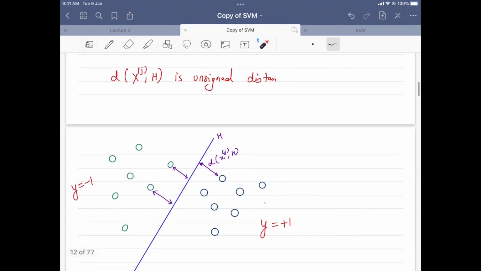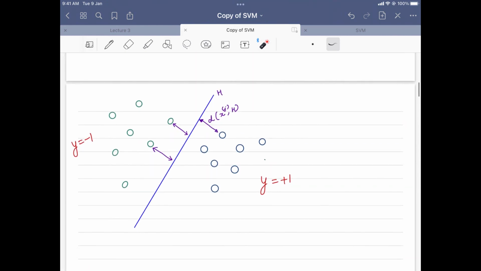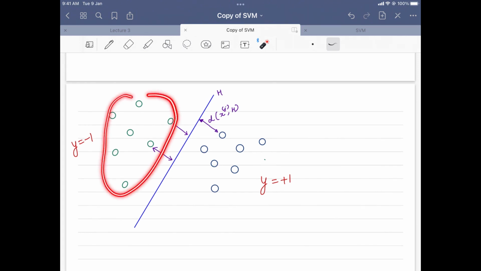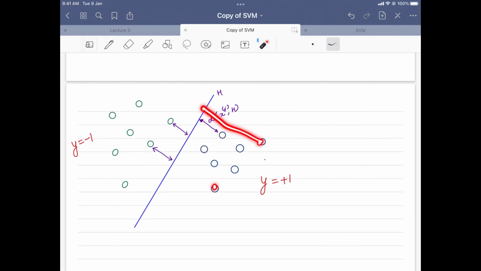If you want to see graphically what this is, then you have these data points. One data cluster is this one, another data cluster is this. The class for this data cluster is +1, and the class for this data cluster is -1. If I want to calculate the unsigned distance of these data points, that is this point's distance from here, this point's distance from here, or for all the data points, then it is represented by d of xj comma h.